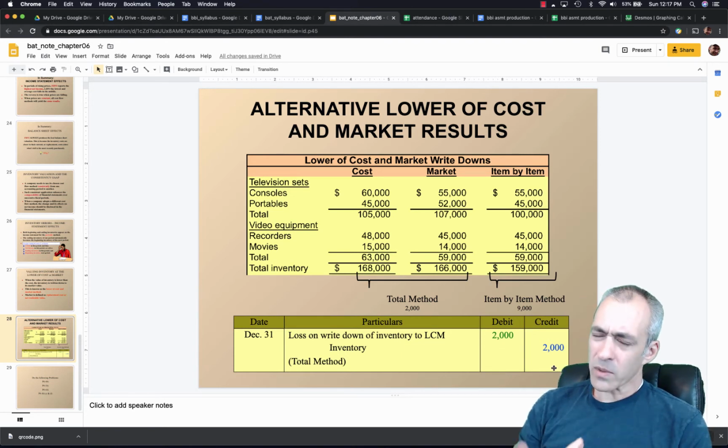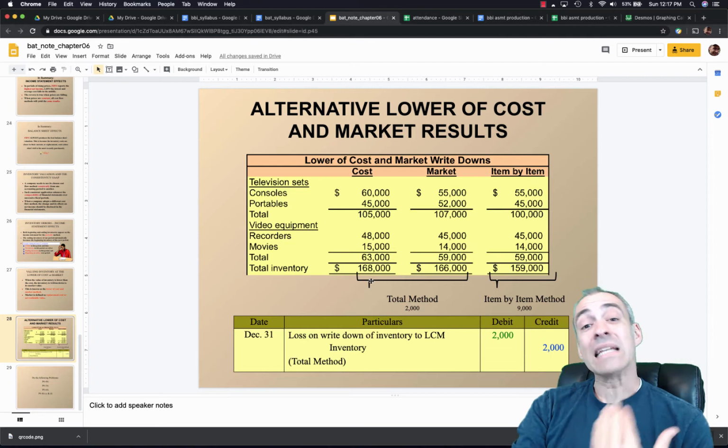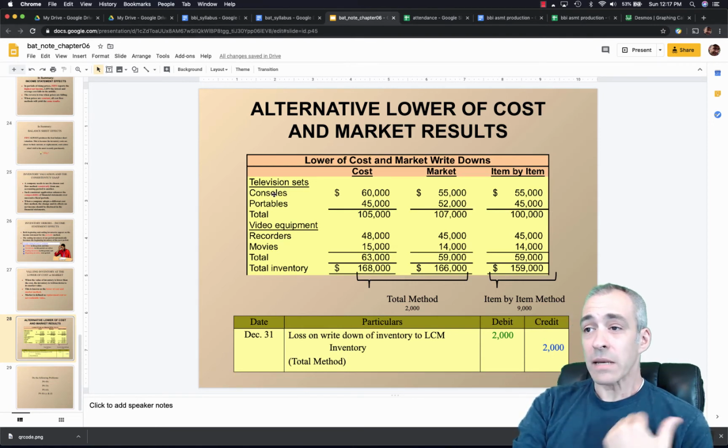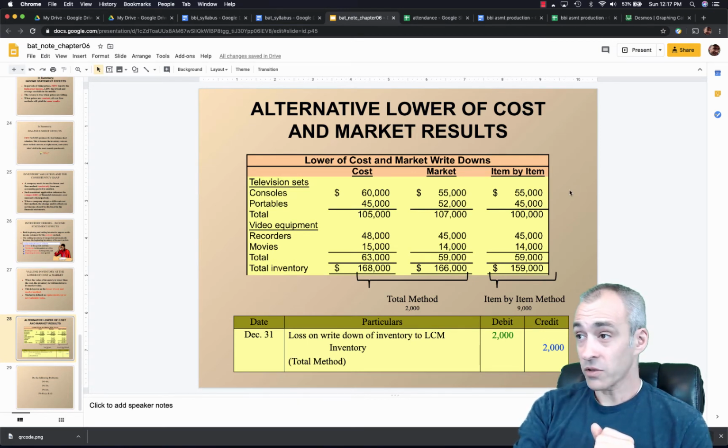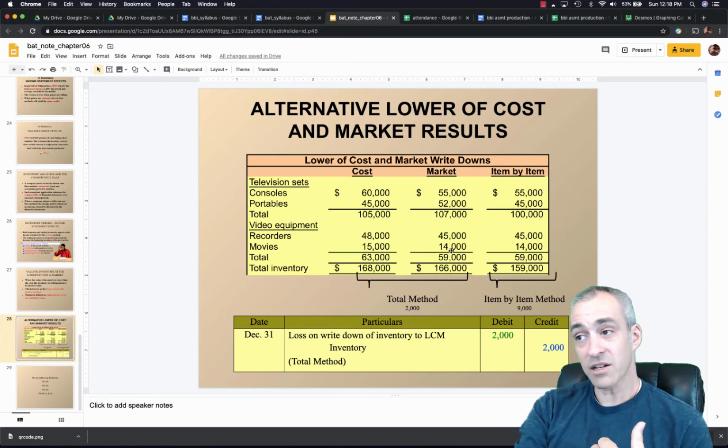Right? The other way, which I think actually now is required under GAAP, is item by item. So instead of going down the whole column and totaling it up, you have to look at each individual item. So for example, consoles, cost is 60, market's 55. So you got to write it down by 5. So then you put 5. And then portables, 45, 52. It's already recorded at 45, which is the lowest, so you don't have to do anything. And then same here, recorders, 48, 45, that's another 3. 15 and 14, that's another 1. So that is 5, 3, and 1 makes 9,000.